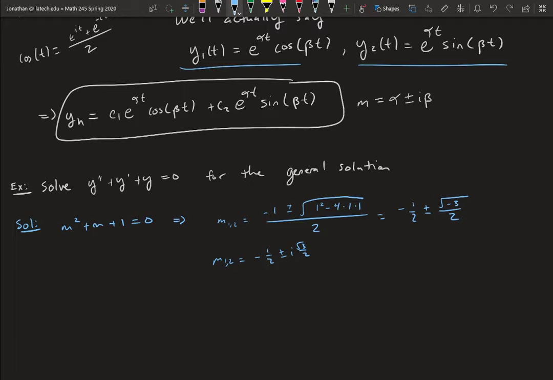So then the general solution, y sub h, well, we've got to identify what alpha is. Alpha is negative 1/2, beta is square root of 3 over 2. So y sub h of t is going to be c1 e to the negative 1/2 t cosine square root of 3 over 2 t plus c2 e to the negative 1/2 t sine square root of 3 over 2 t.